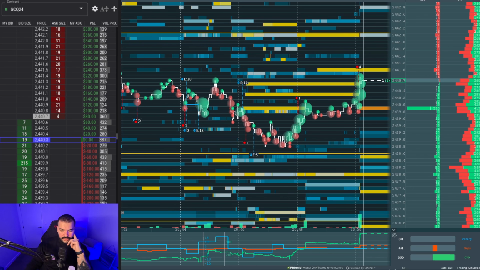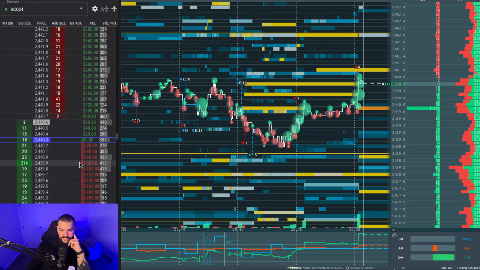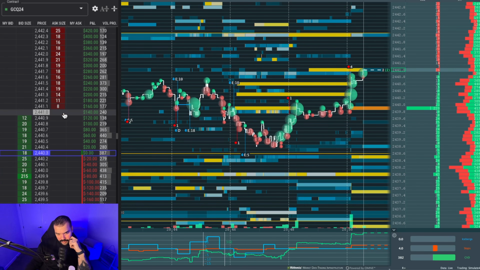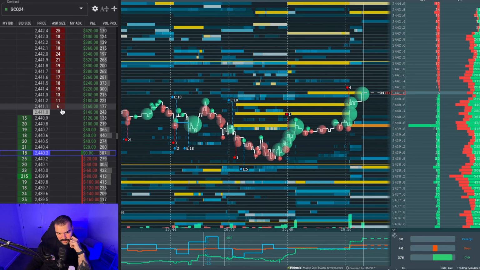Added in just 1 more on that pop. Like I said, it's still the long trade. 1 more level here to clear, 4 for 1.0. Nice, a bunch pulled. We trade through.